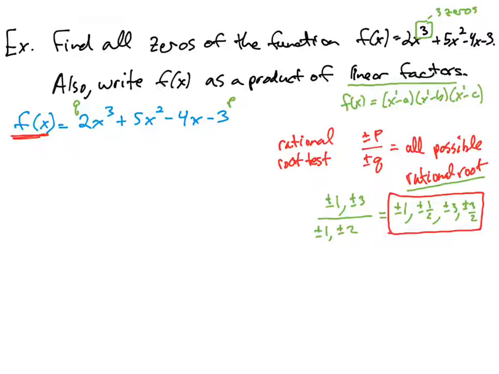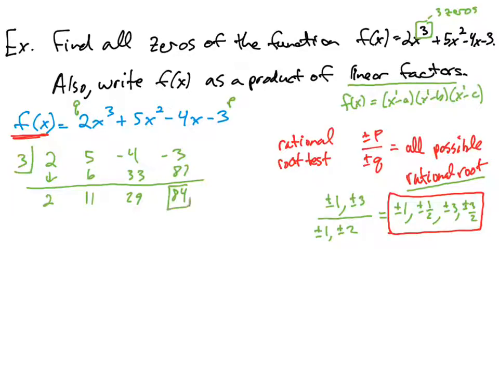So I'm just going to pick a value to test. How about positive 3? So 2, 5, -4, -3. Let's see what that gives us. Bring down the 2. 2 times 3 is 6. 5 plus 6 is 11. 11 times 3 is 33. That's 29. 29 times 3 is 87. Subtract 3, that's 84. Because we don't have a 0 here, 3 is not a 0 for the function f of x.